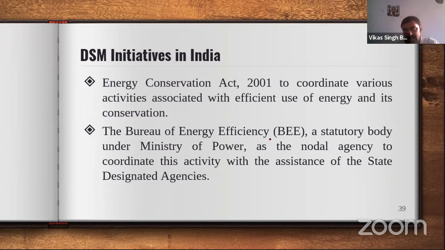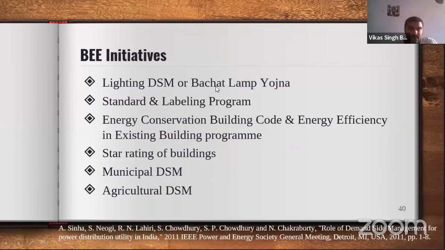a little bit aware about BEE, that whenever we are going to purchase any electrical appliances, then we used to see the star rating. That star rating is provided by this BEE, that is 3 or 4 or 5 star ratings. So initiatives taken by the Bureau of Energy Efficiency.